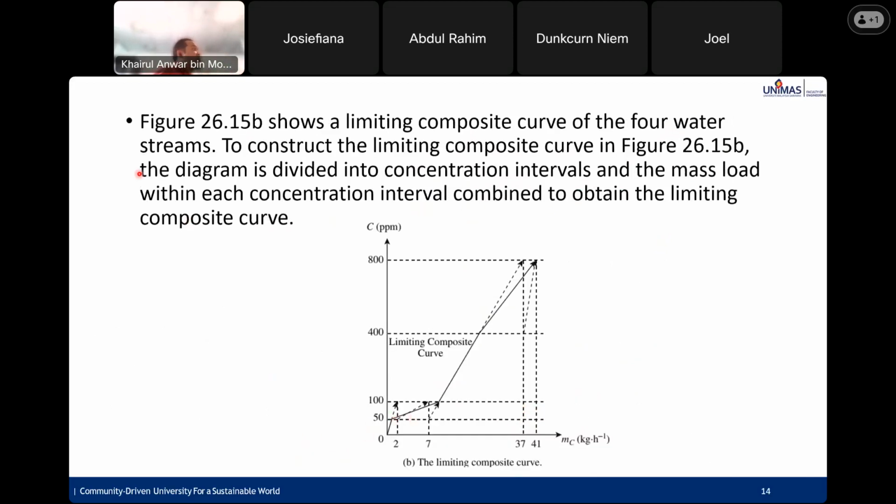Figure 26.15b shows the limiting composite curve of the four water streams. To construct the limiting composite curve in figure 26.15b, the diagram is divided into concentration intervals and the mass loads within each concentration interval are combined to obtain the limiting composite. So then you combine to get the limiting composite curve from here.